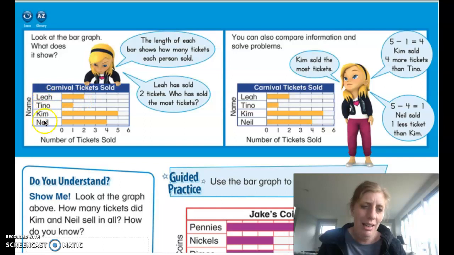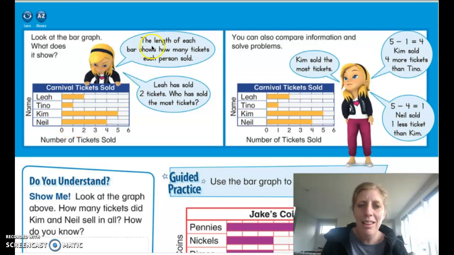And then it says the names of the kids who must have sold the tickets. And then it says numbers of tickets sold, and I see that it's counting by ones. So that means that each box represents one ticket sold. Okay, so as I look at this, I can see that Leah sold 2. Nice job, Leah. I can see Tina sold 1 ticket. I can see that Kim sold 5 tickets, and Neil sold 4.